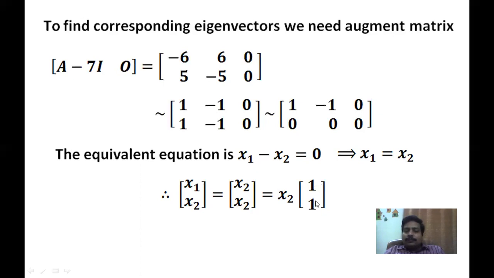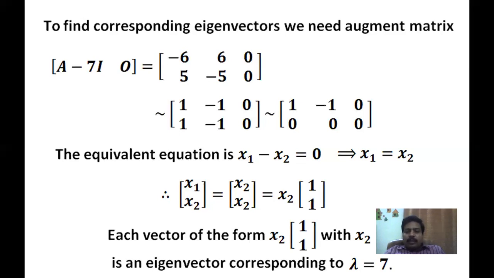Here x2 is any scalar. The scalar multiple of (1, 1) is our eigenvector. So any vector in this form, x2 into (1, 1) or c into (1, 1), where c is a scalar, is an eigenvector of the given matrix A.